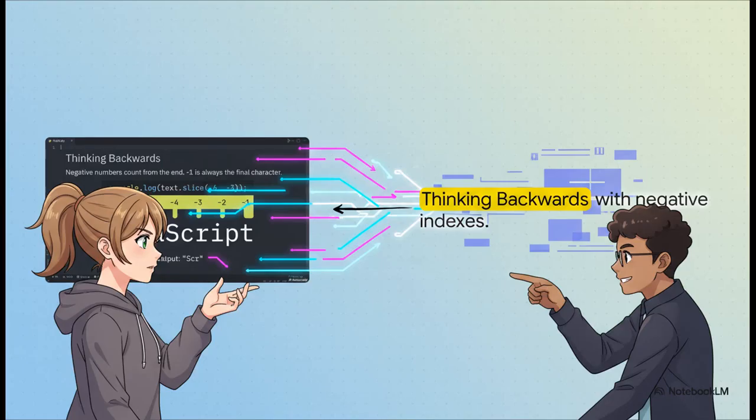And that brings us to a fantastic twist. You can actually think backwards. By throwing in negative numbers, you can count from the end of the string, where -1 is always your final character. So if we do text.slice(-6, -3), it starts 6 characters from the end at the S, and slices up to, but not including, the 3rd character from the end. That gives us skr. This is an absolute lifesaver when you need data from the end, but you have no idea exactly how long the string actually is.